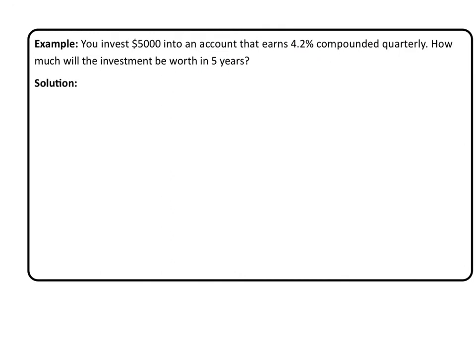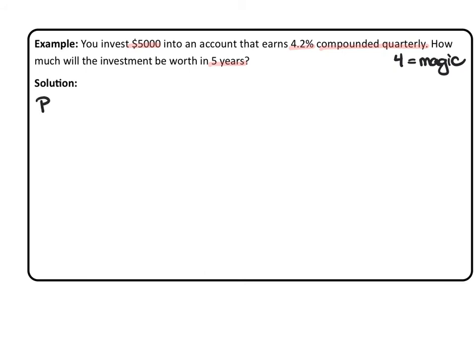Okay, so moving to the other page, one more example just so that you can see it again. Again, I'm going to highlight the things that are important. So you invest $5,000 into an account that earns 4.2% compounded quarterly this time. How much will your investment be worth in 5 years? So again, I think quarterly is 4 times a year. So that's our magic number. That's the one we're going to divide and multiply when we calculate I and N.